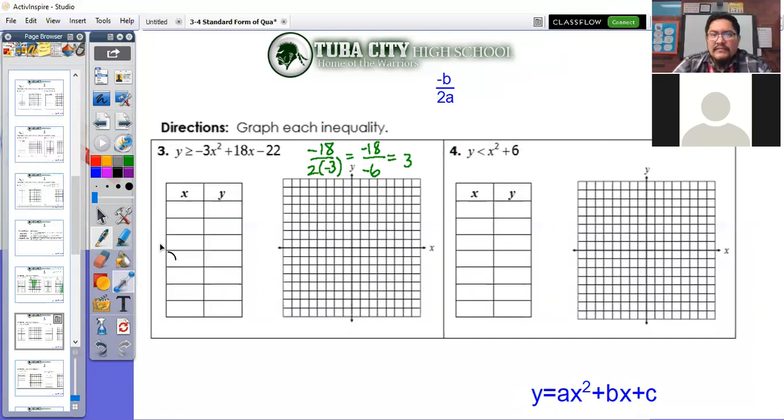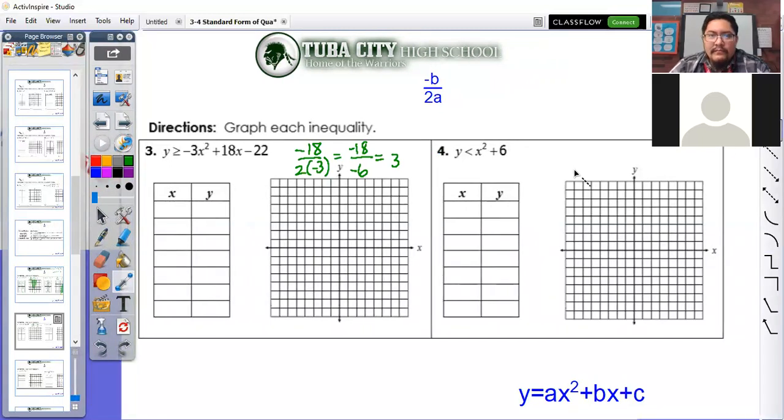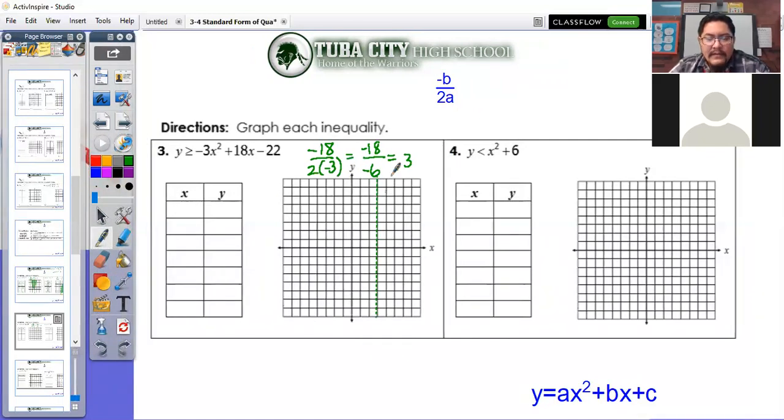And sometimes I do this, sometimes I don't. But just remember, axis of symmetry means that it's going to be symmetrical about this point here, or this line. All right, so let's go ahead and put 3 in the middle of our table. Number up, number down.